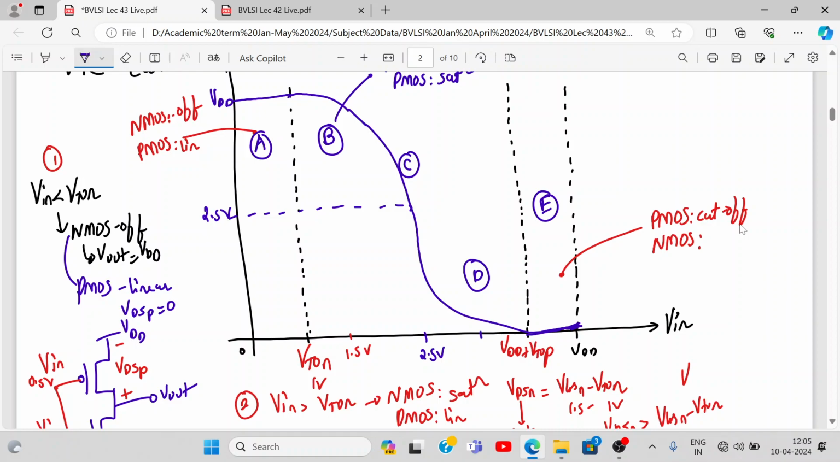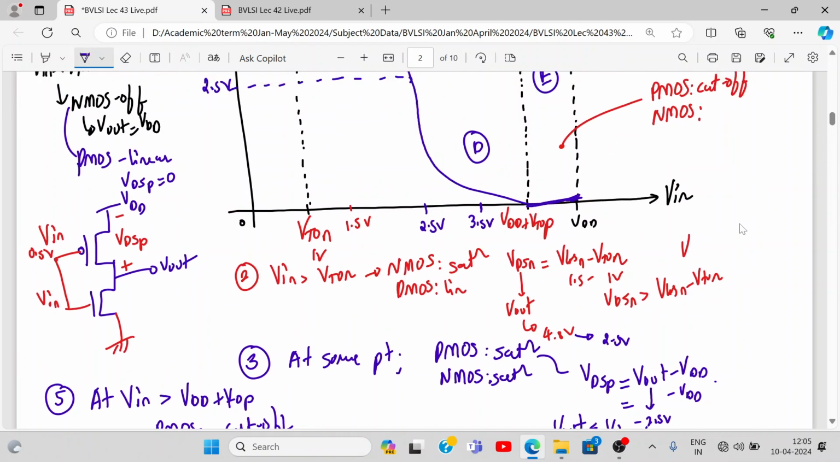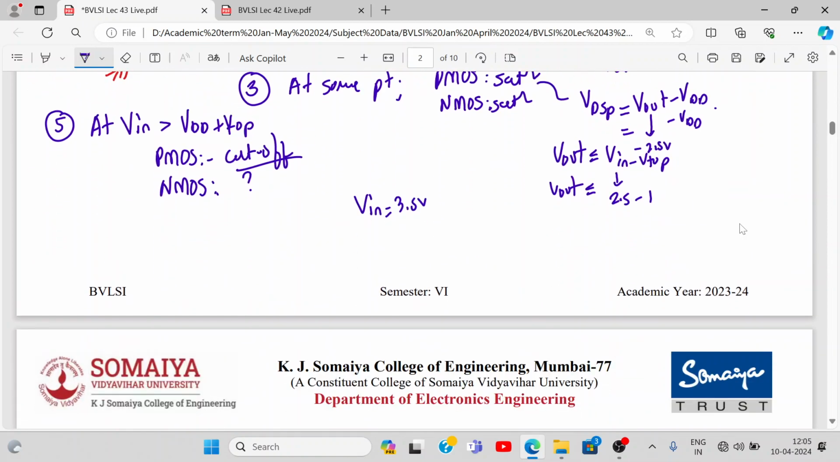Let's say you're somewhere around here. Let's say you're at 4 volt. नहीं 4 volt नहीं, 3.5 है इनपुट में. Let's consider that. Okay. So now input is 3.5 and output is very low. Let's say 1.2 volt. So now for this condition we have to determine in which region NMOS is operating.